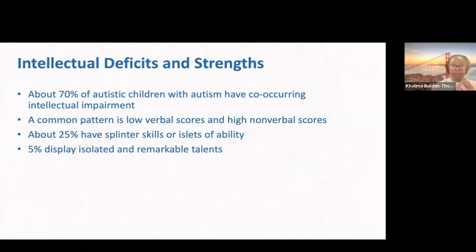About 25% have splinter skills or islets of ability. So sometimes we'll see that they've not done great on block design or a lot of the perceptual reasoning stuff, but visual puzzles or matrices will be out of this world. And you'll be like, where did that one super high score come from? So they'll have what we call splinter skills or islet abilities. And then about 5% of them will have isolated or remarkable talents.